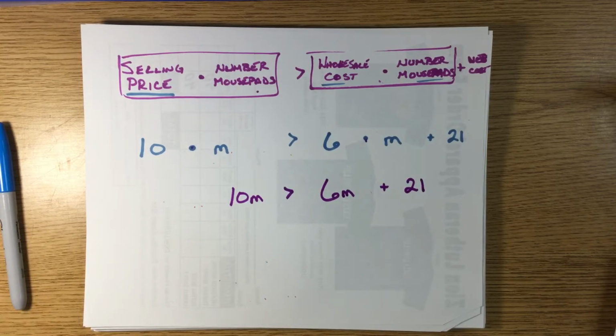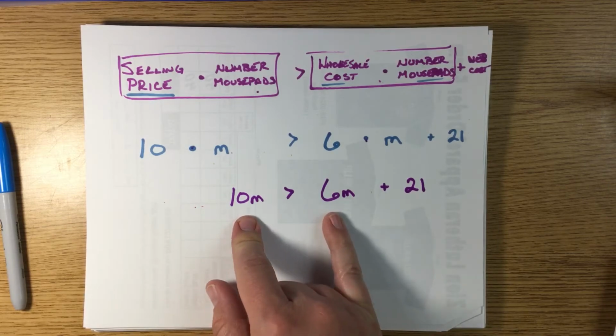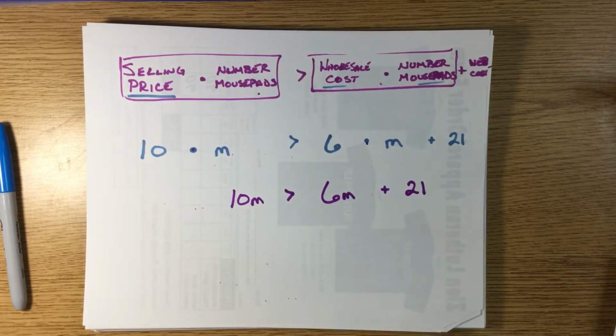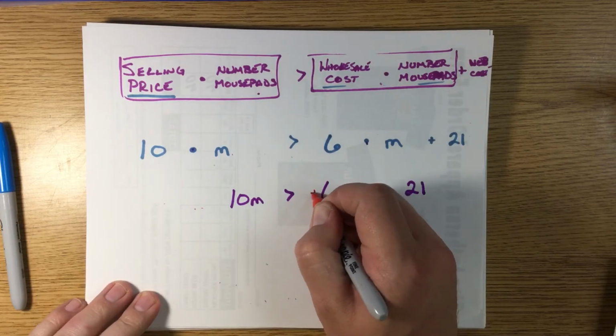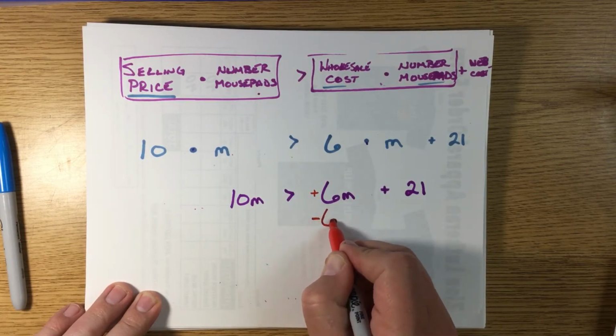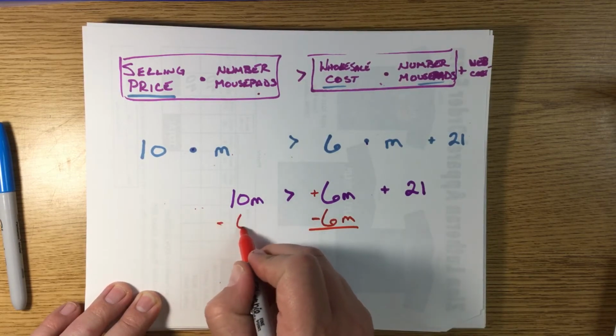And now, again, it always goes back to that phrase: letters to the left, numbers to the right. My numbers are already to the right, but my variable terms are still separated by that inequality symbol. So I'm going to have to use my inverse operations. Remember, this is a positive 6m, so my inverse of a positive 6m is a minus 6m. I'm going to subtract 6m's from both sides.